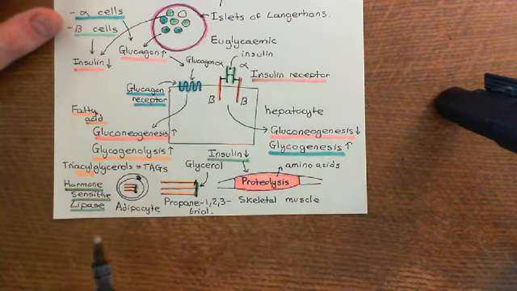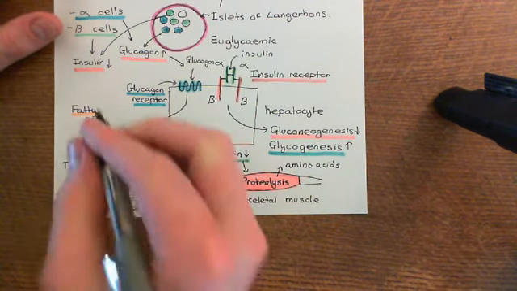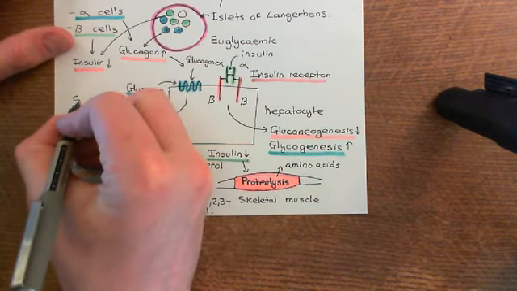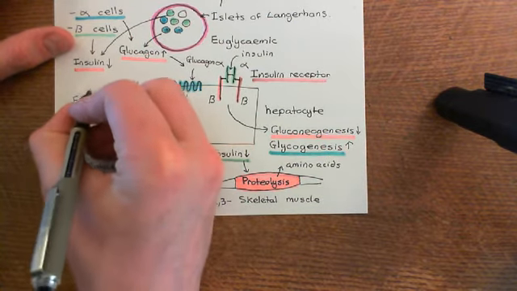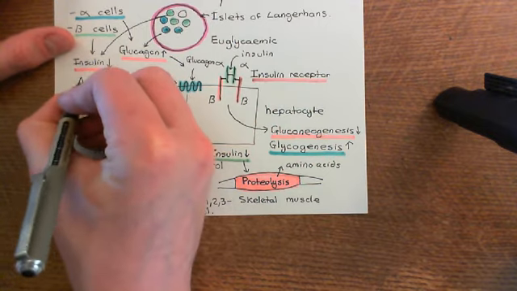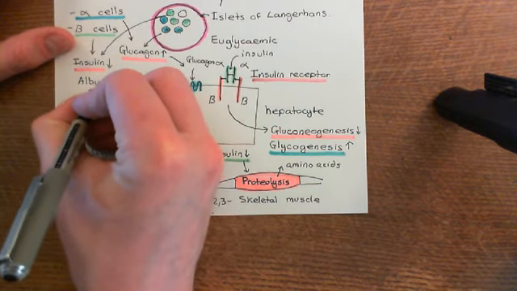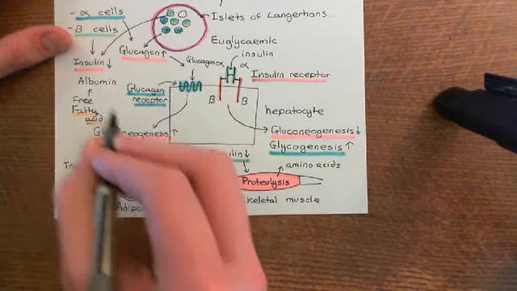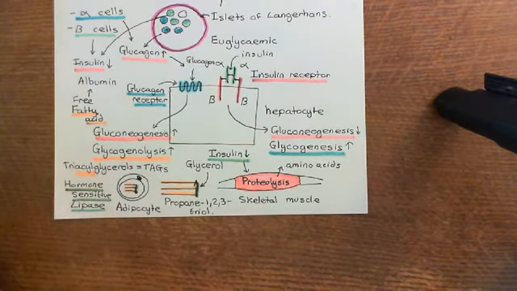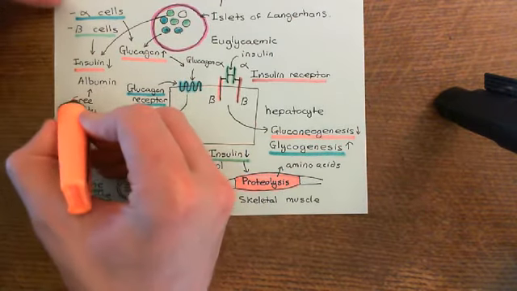Free fatty acids can't just be released into the blood because they are not particularly soluble. So what ends up happening is the free fatty acids bind to a protein in the blood known as albumin, a very famous protein present in the blood, and the albumin then transports them around the blood.